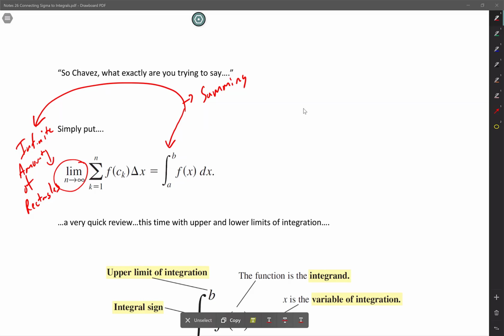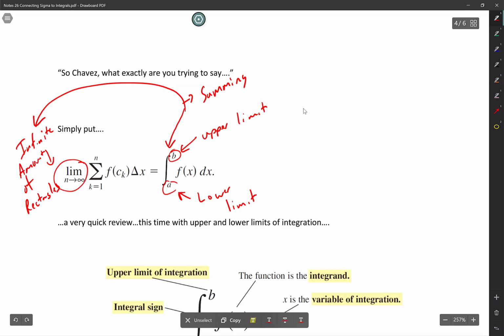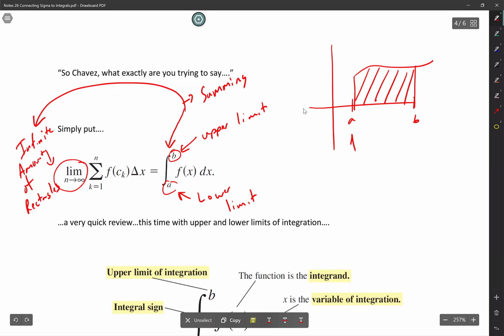Are we okay so far, guys? The a is the lower limit. The b is the upper limit of the area that I want. So look, let me go ahead and make a sketch. a, b. It's calculating that. Lower limit, upper limit.